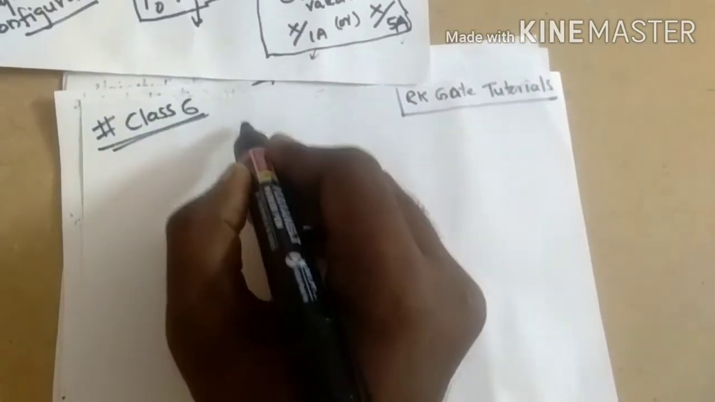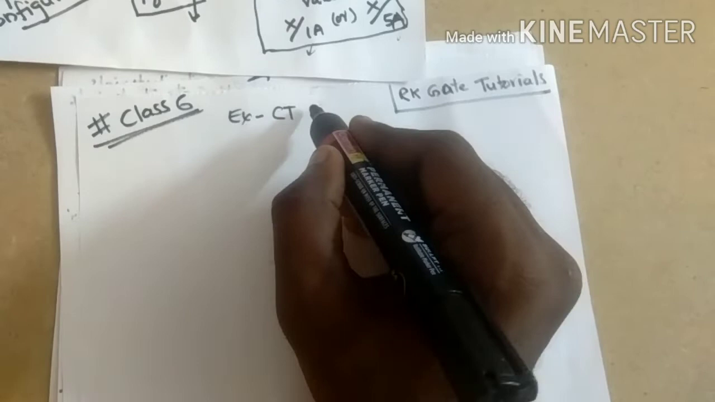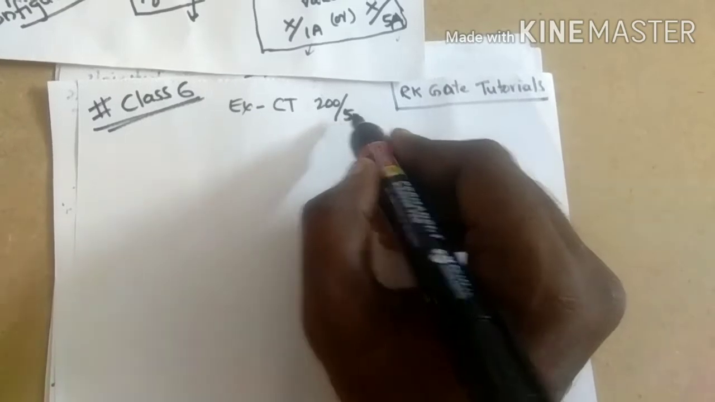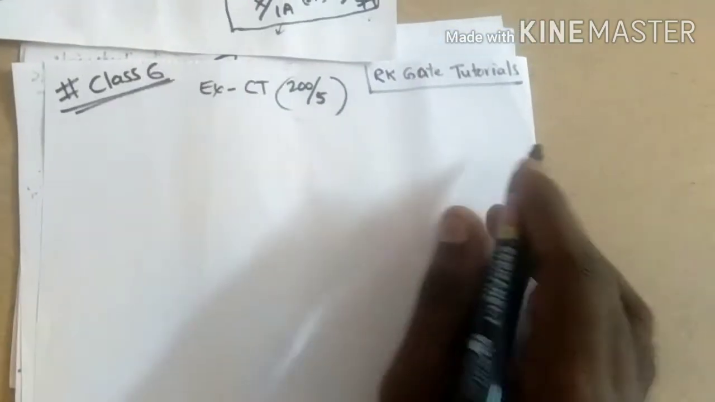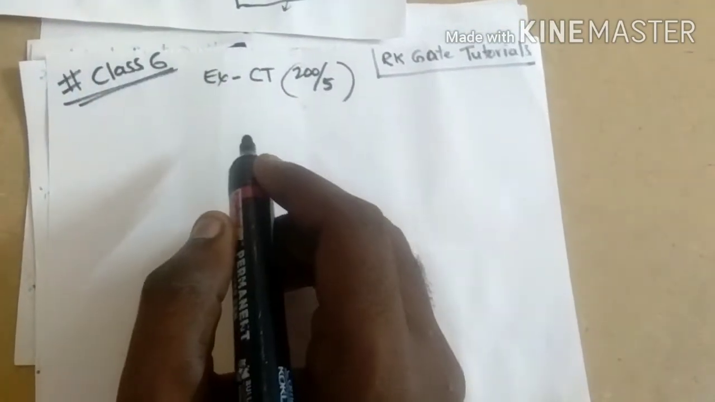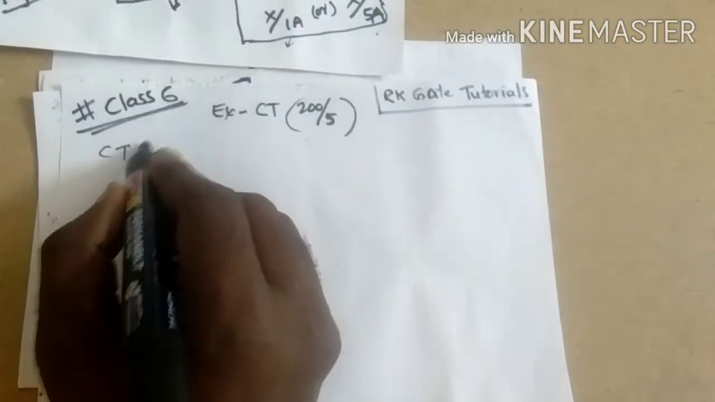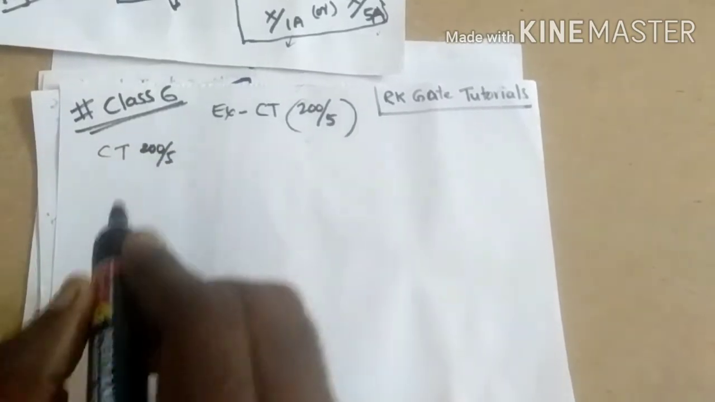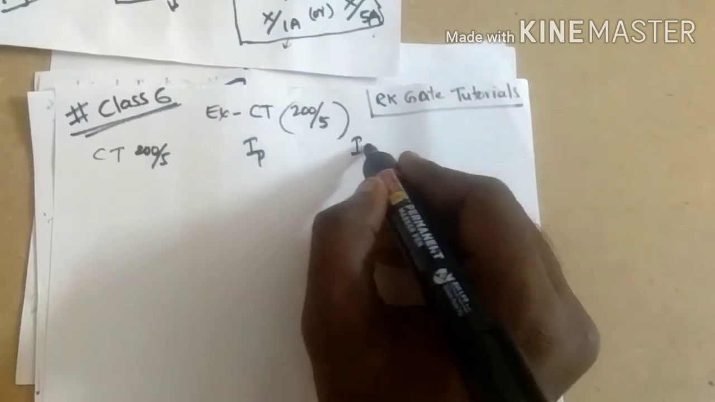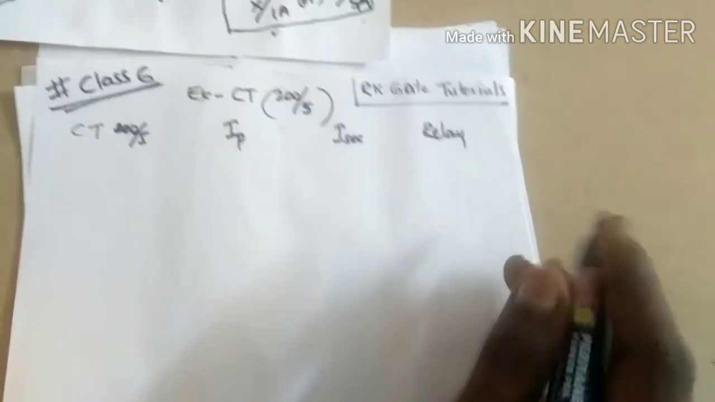For example, a CT is given with a rating of 200 by 5. This is the rating of the CT which is given. Now let us analyze this relay and circuit breaker configuration. This is the CT with 200 by 5, and let us see I primary and I secondary, and what happens with the relay.